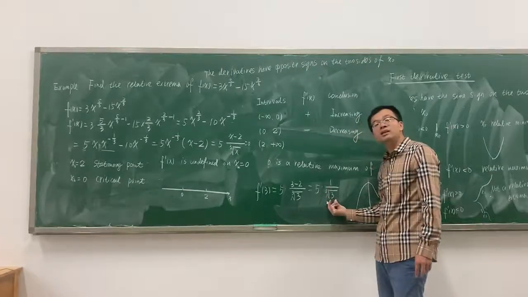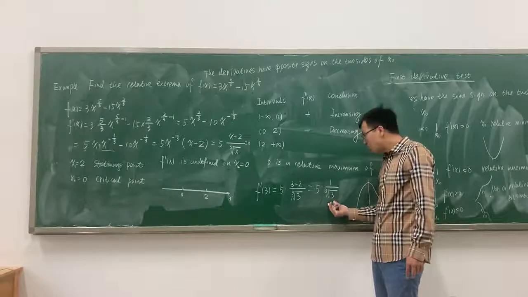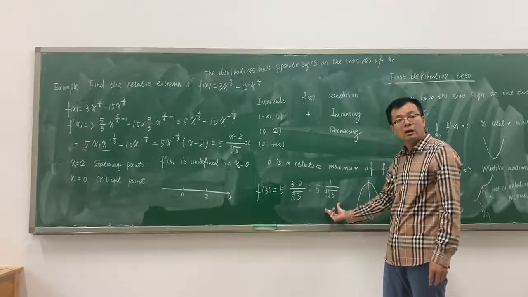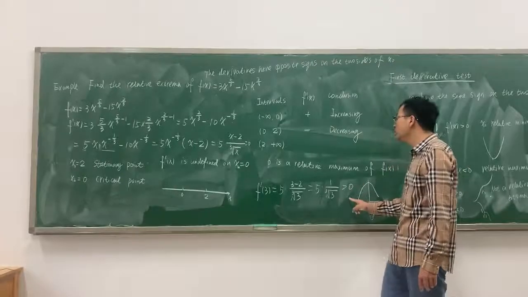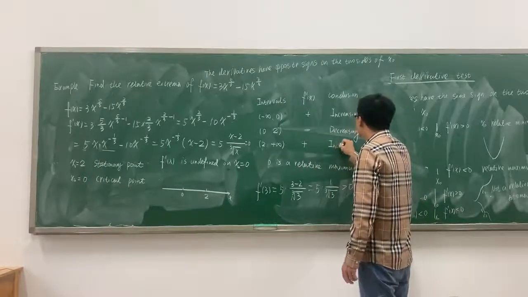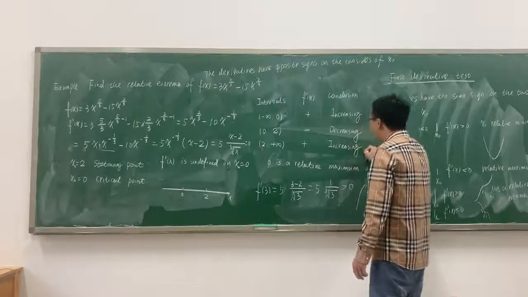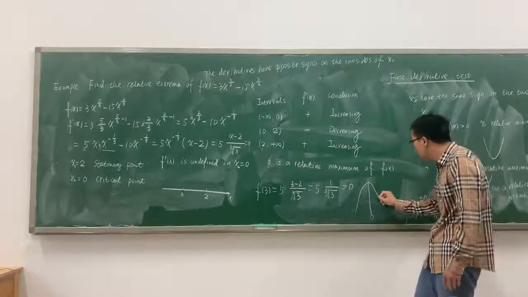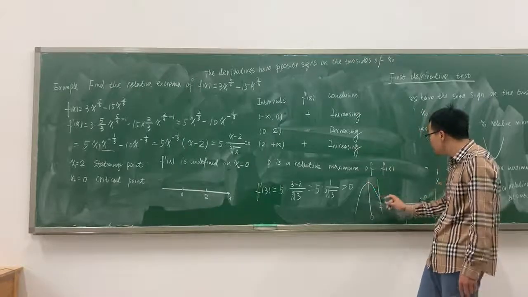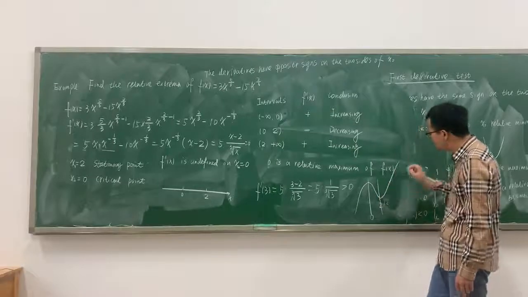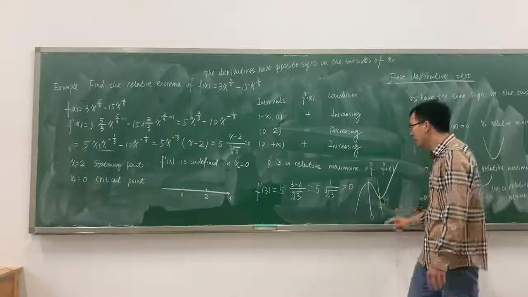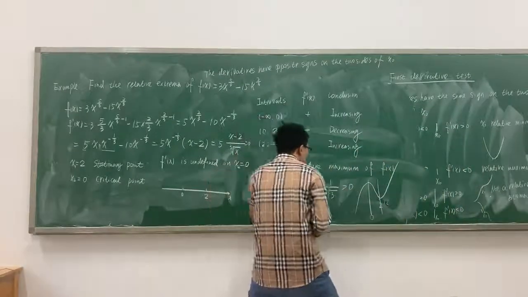So the cube root of 3 is positive or negative? Positive. 1 divided by positive times 5, so it's positive, greater than 0. So here it means increasing. So on the left of 2 is decreasing, on the right of 2 is increasing. So 2 is a relative minimum. So here we have the second conclusion.